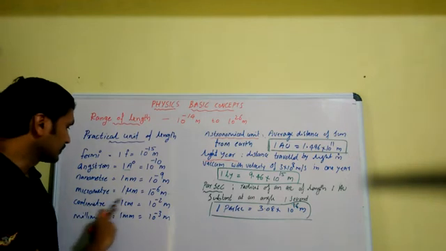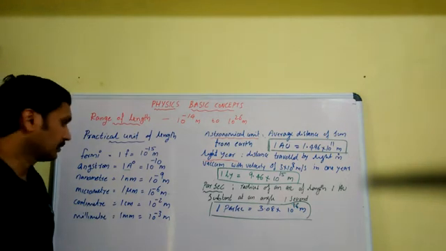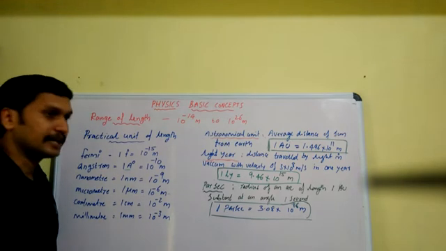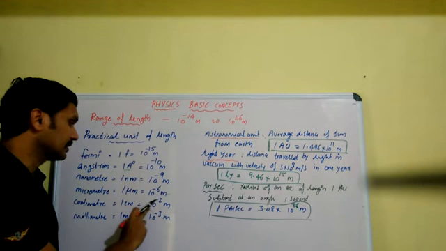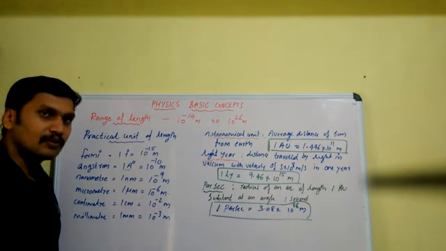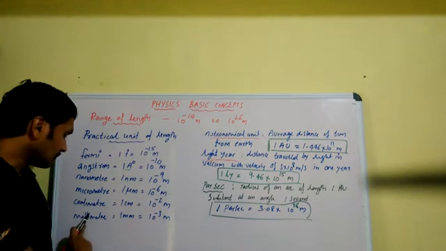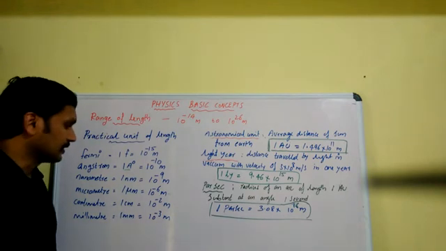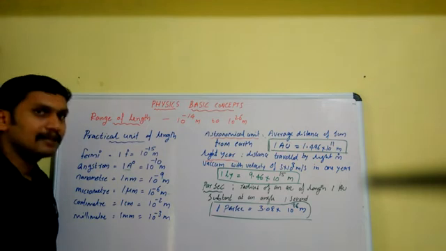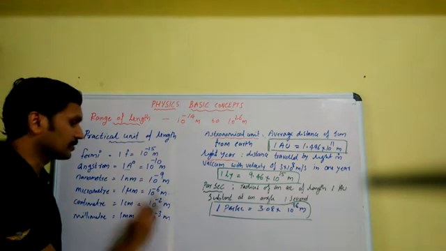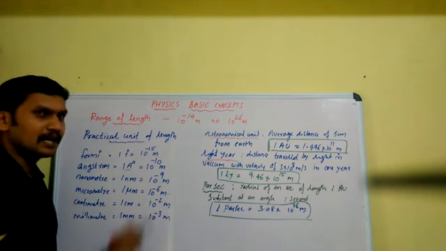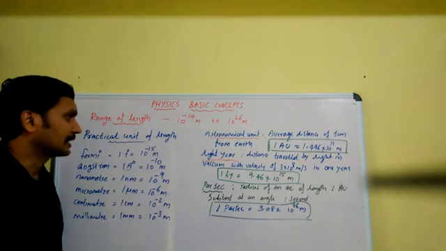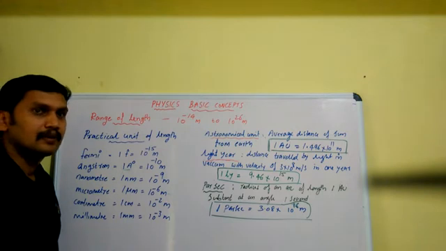Then we have centimeter, a very familiar unit. 1 centimeter is equal to 10 raised to minus 2 meter. Then another unit, millimeter. 1 millimeter is equal to 10 raised to minus 3 meter. These are some of the very common smaller units for length measurements.